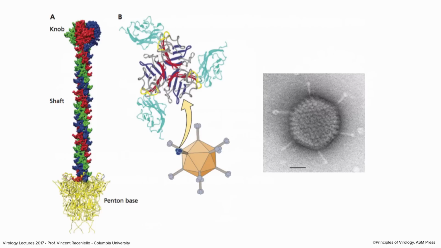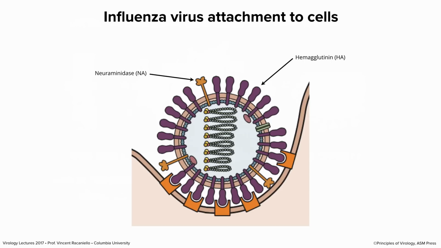Let's move to viruses with envelopes. Now, viruses with envelopes can have a helical genome inside, or it can have an icosahedral capsid, doesn't matter, but there's a membrane around it. And remember, that membrane is embedded with viral glycoproteins, and those glycoproteins are what attach to the cell receptor.